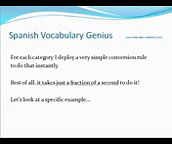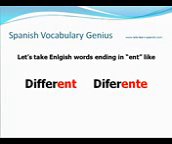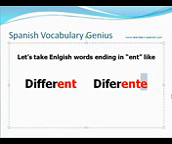So let's have a look at a specific example. If we take English words ending in ENT, like different, then all of those words are instantly converted into Spanish simply by adding an E onto the end. So instead of being different, it would be diferente.